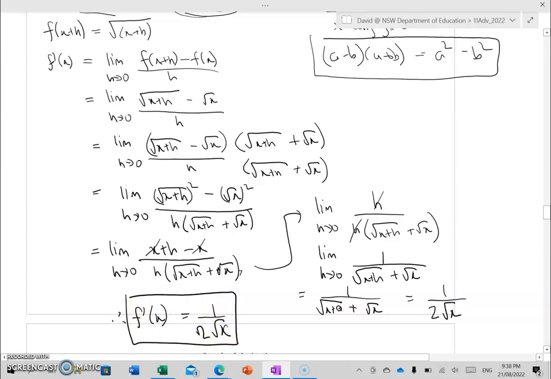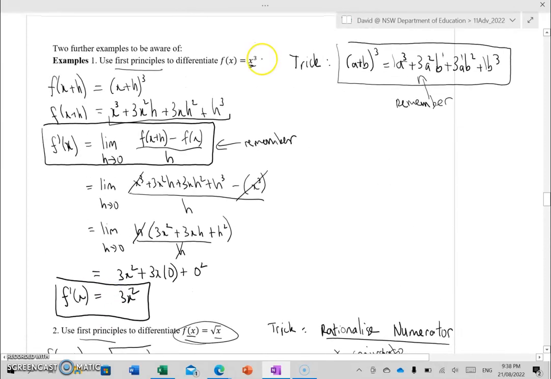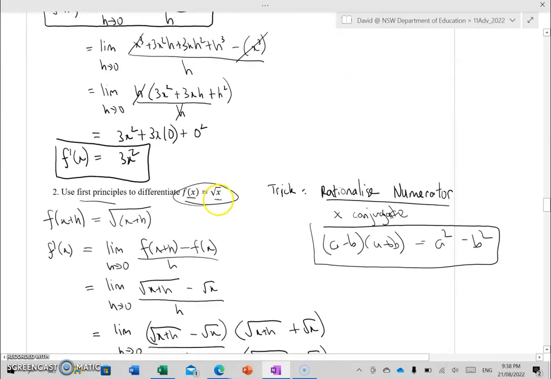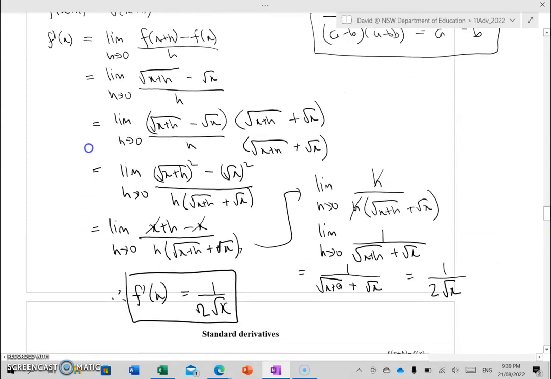So key message from this video: if you want to use first principles on a cubic, use this particular formula here to help you expand the x plus h cubed bit. And if you have a square root and you want to differentiate by first principles, you rationalize the numerator by timesing the numerator by its conjugate, and that makes the numerator a difference of 2 squares, and things simplify that way.